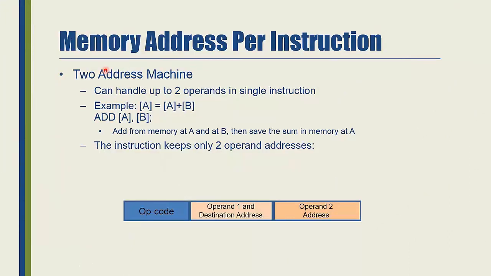Smaller than that, we can have up to 2 operands in our opcode. We call it a 2 address machine. For example, in a higher level programming language, we want to add B to A and keep the result in A itself. We can put add B to A. In this case, the opcode can be smaller because it keeps only 2 operands, operand 1 and operand 2, and the destination operand is also operand 1.